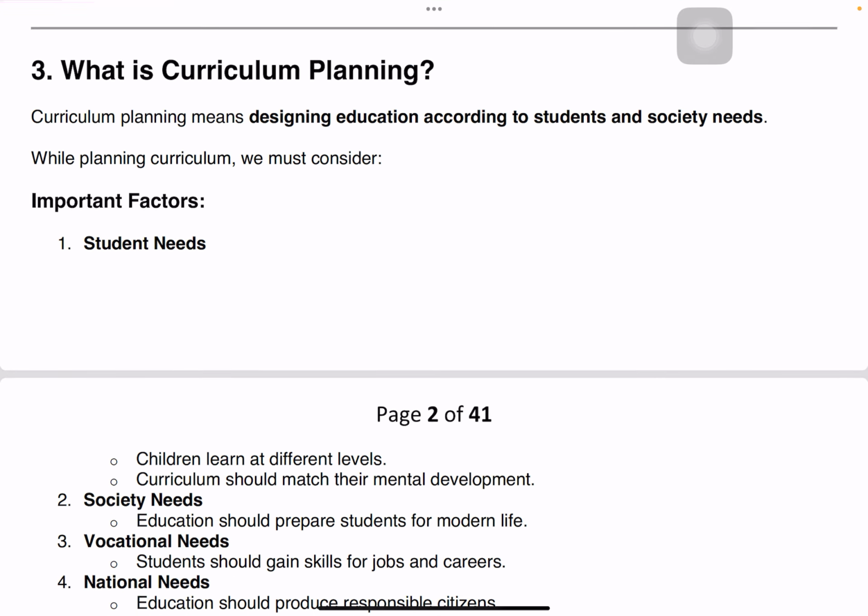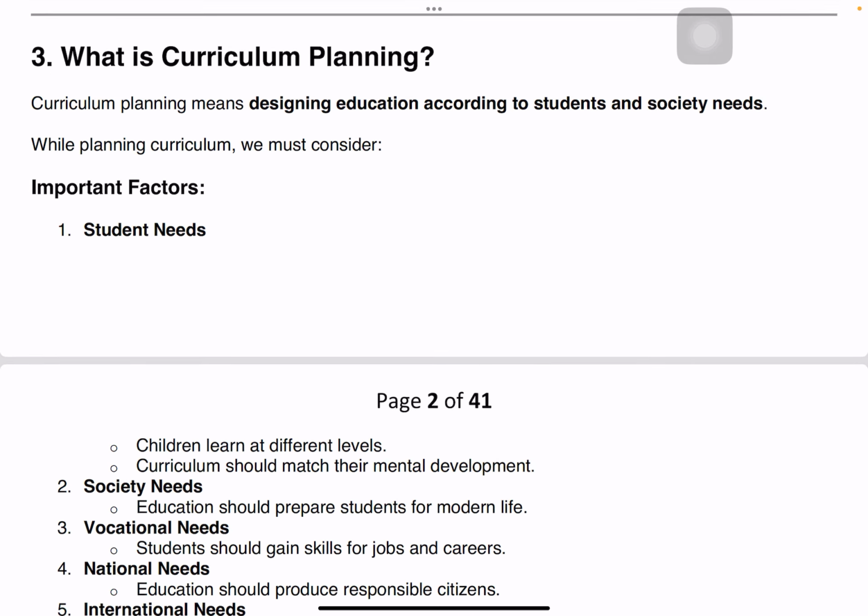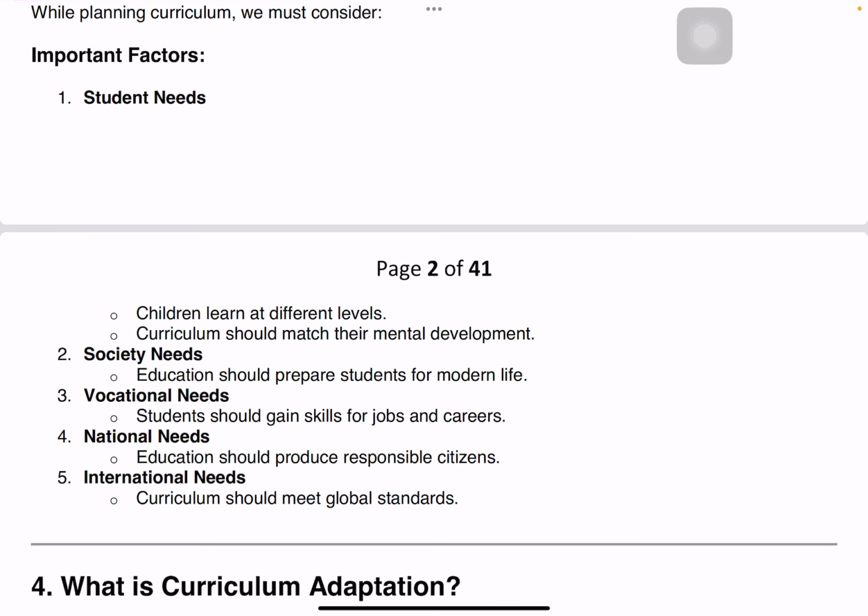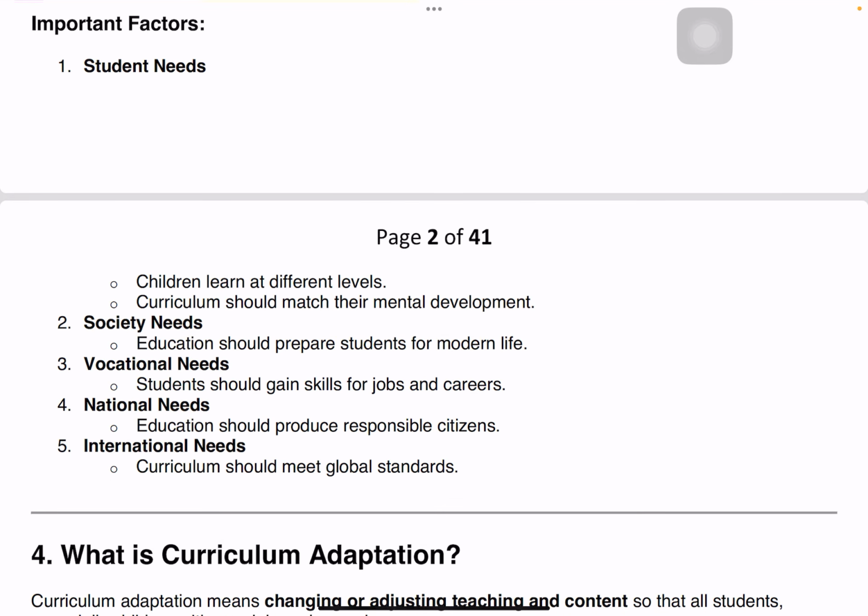What is curriculum planning? Curriculum planning means designing education according to students' and society's needs. While planning curriculum, we must consider important factors. Number 1, student needs. Children learn at different levels. Curriculum should match their mental development.